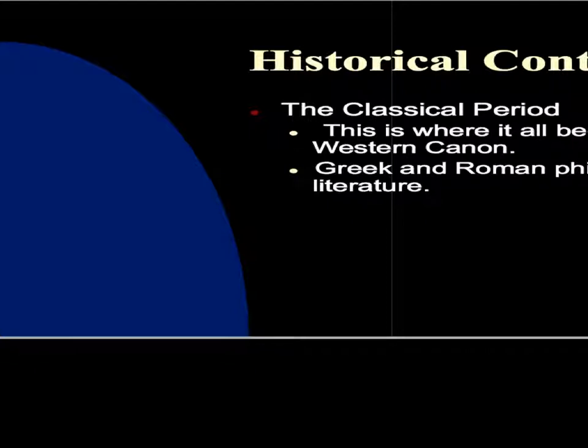First, let's discuss the Classical period. This is where it all begins for Western civilization. Greek and Roman philosophy and literature characterized this time. Great innovations were occurring in art. The fall of the Roman Empire ended the Classical period. One of many factors that contributed to the fall of the Roman Empire was the invasion of Germanic tribes. This will be, again, very important a little bit later in this lesson.